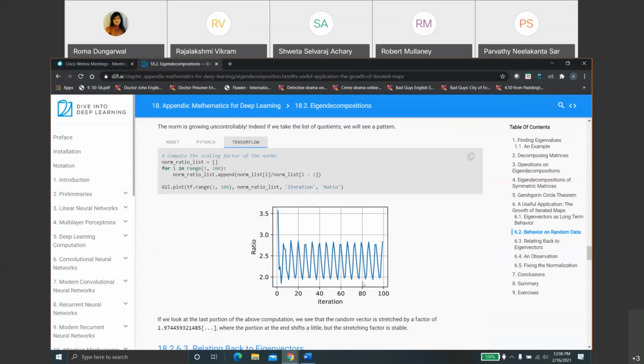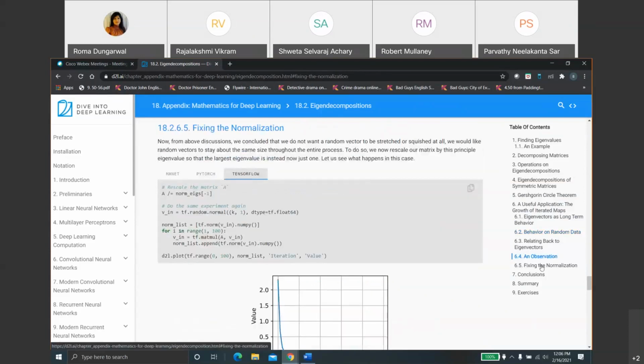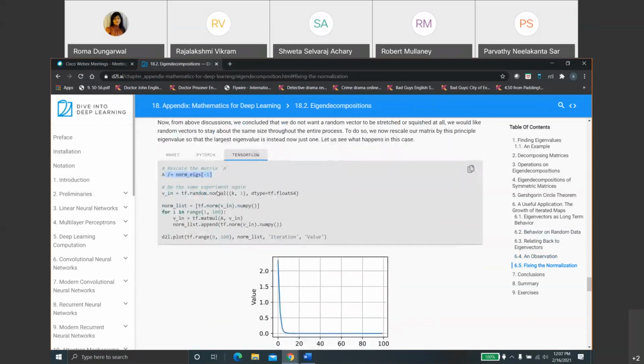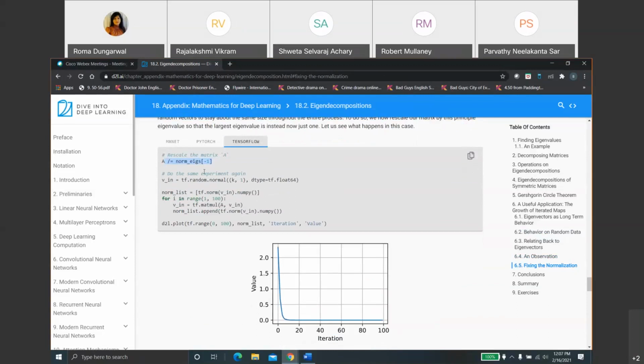In order to avoid this uncontrollable stretch of our vector, and to make our vector reach an equilibrium, a fixed length, we normalize the matrix A. I will tell you what we are normalizing it by. We normalize it with the largest eigenvalue of A, which is also called the principal eigenvalue of A. When you multiply this normalized matrix A with the vector, you will see that after certain iterations, the length of the vector is stabilizing.